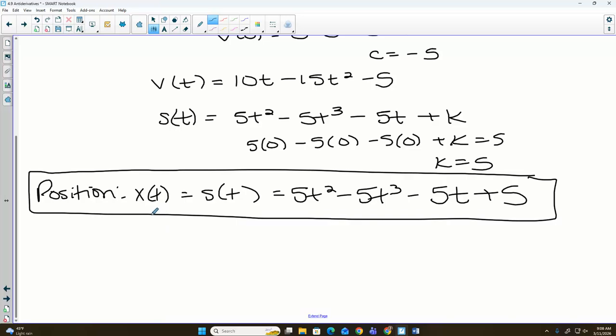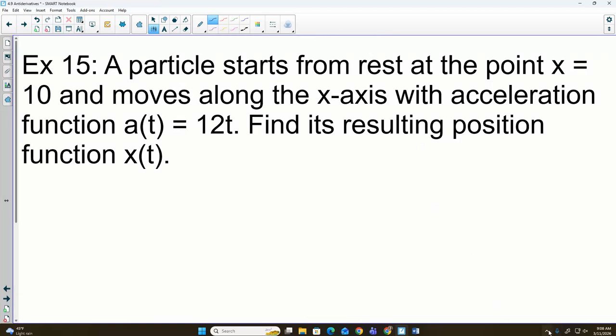I want you guys to read the next question. See how far you can get. So a particle starts from rest. This is the piece that most of you were missing. If it starts from rest, what is the velocity at time 0? 0, because it started at rest.